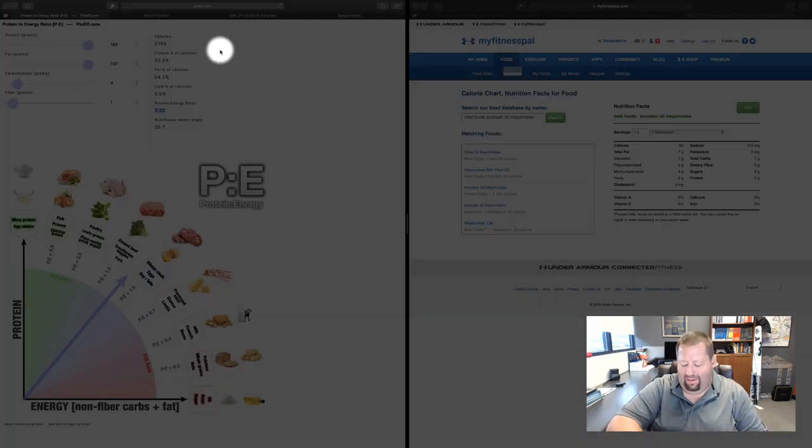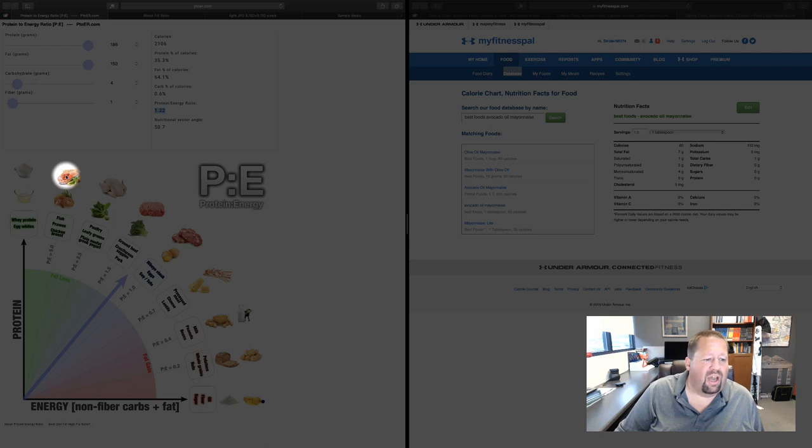You can see that poultry is higher than beef on here. Fish is higher than poultry. Leafy greens are better than cruciferous vegetables, that sort of thing. And you can see a whole chicken here is like 2.5, but when you get to chicken breast, obviously it doesn't have as much fat in it, so that's up towards a 5.0.